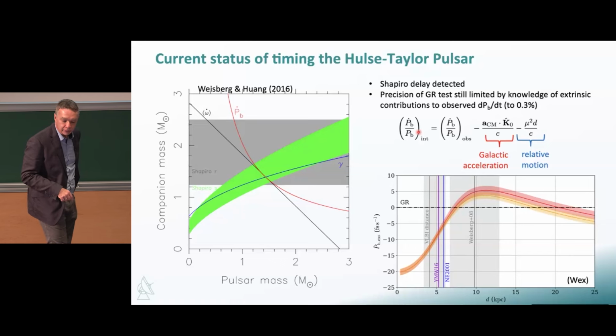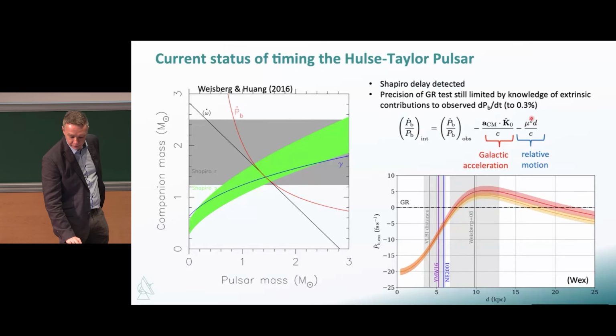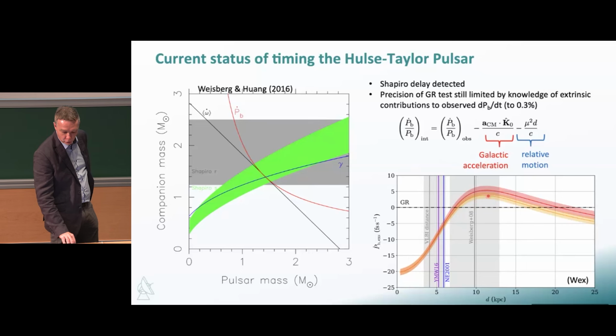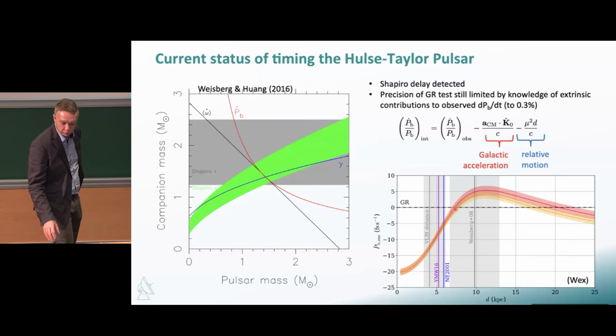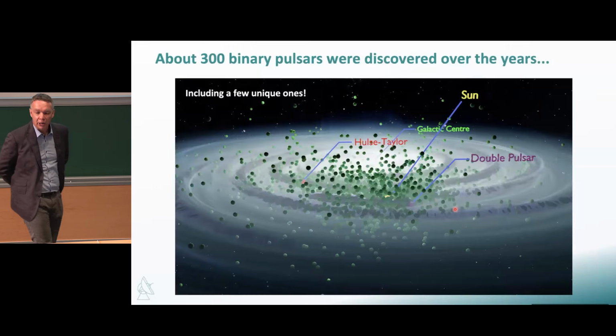If you turn this around and assume GR is correct, you can use that to measure the distance of the pulsar, because the relative motion term here, the Shklovsky term, depends on the distance of the pulsar. If you do this, this is the curve as a function of distance. This is the best distance Joel has produced some years ago. This is too far out in the galaxy, so we believe that the Hulse-Taylor pulsar is probably about 7 kiloparsec away from Earth. That is quite far away.